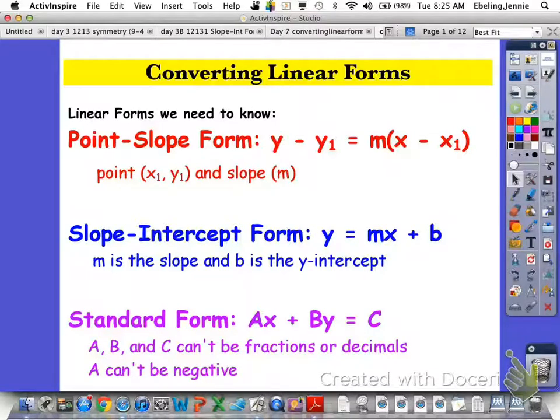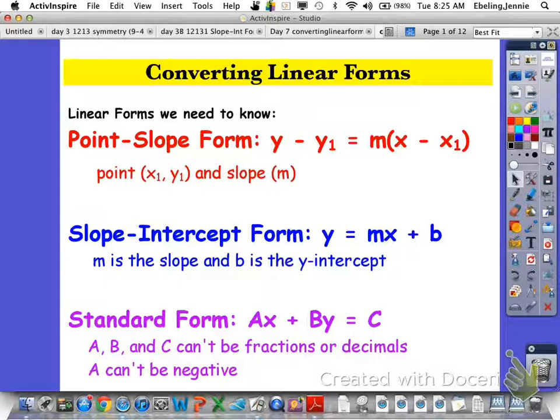Hi, in today's lesson we're going to be converting linear forms. Now, in order to convert linear forms, that means we're going to be going from point-slope form to slope-intercept form to standard form. So listed below are point-slope form, slope-intercept form, and standard form.